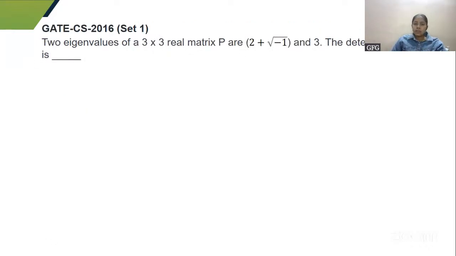Now, again, this question they asked in GATE CS 2016. We have given two eigenvalues, and now they are asking the determinant of P. How would I find the determinant of P?